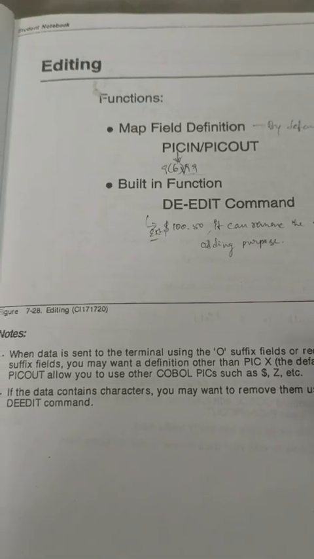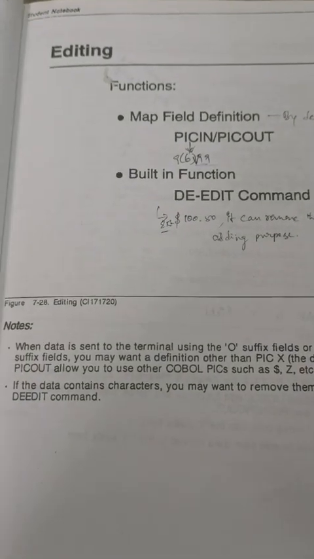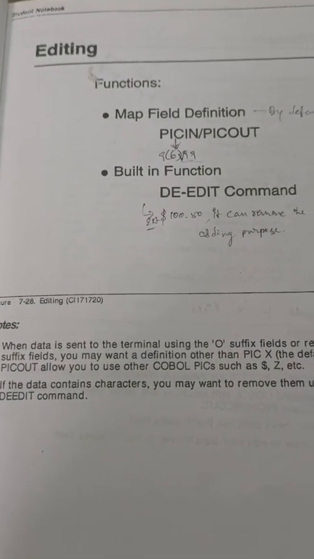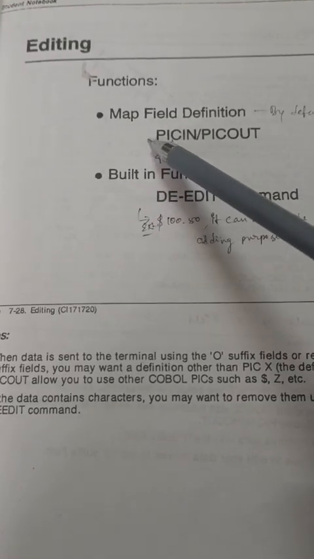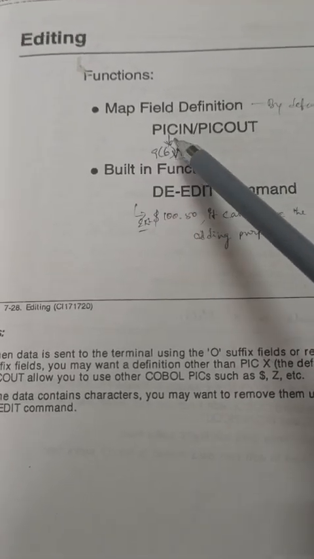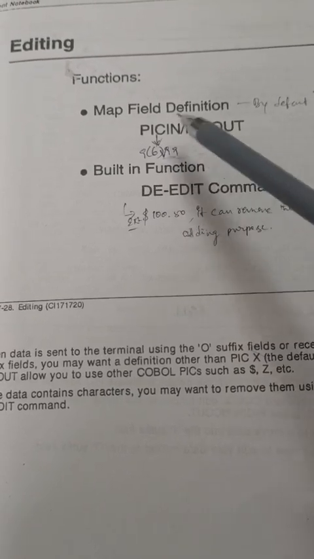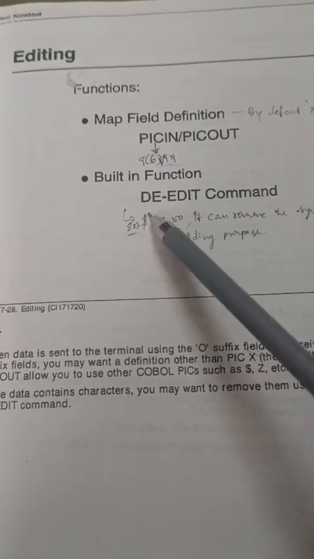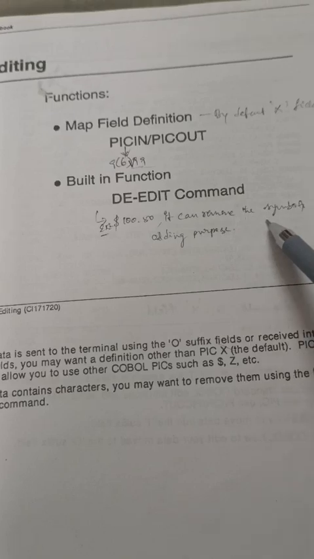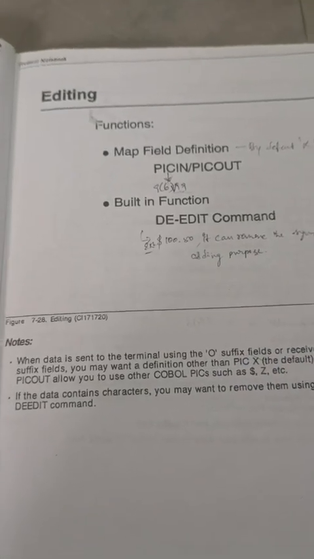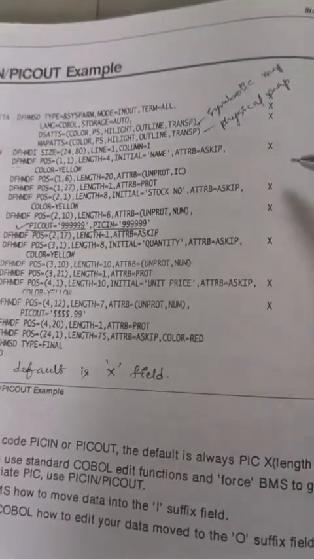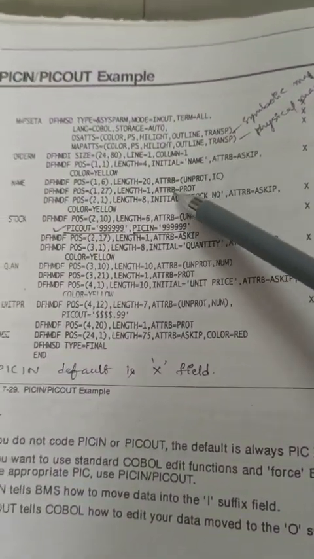Another very important one is the picture clause. Whenever we are entering numbers, there are different types of picture clause, two types: PICIN and PICOUT. PICIN means input value, PICOUT means output value, how we are going to share it, and it is the built-in format. De-edit means how we need to reformat the field for the number field. This is where we are using PICIN and PICOUT.